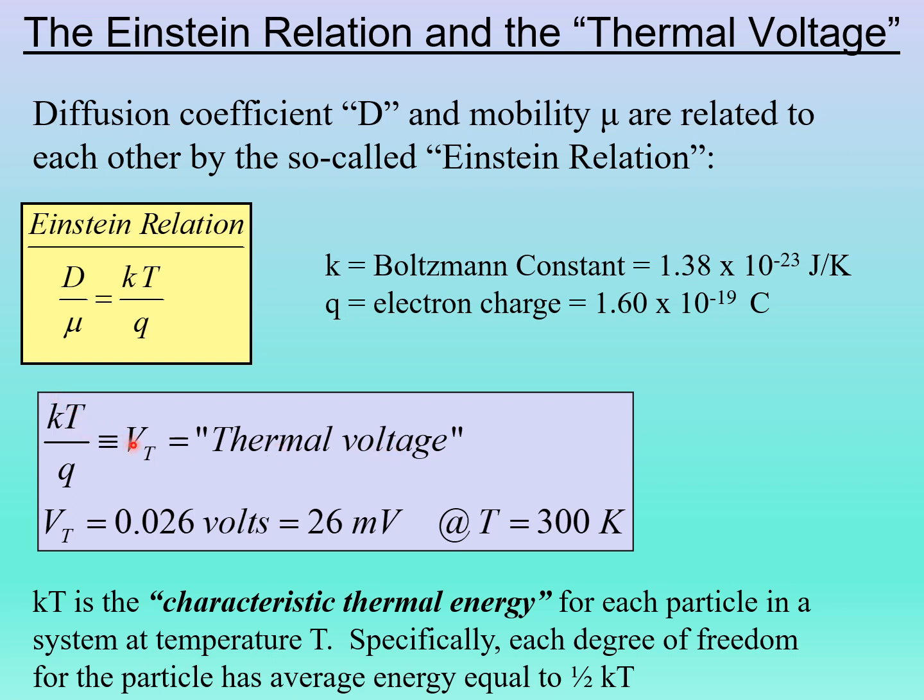So what is the value of V sub T? Well, it's very important, and we're going to use it over and over in this course. V sub T, or thermal voltage, is equal to approximately 0.026 volts, or 26 millivolts at room temperature. All right, and we're going to use this value quite a bit. So going back to the Einstein relation, it says that the ratio of D to mu, diffusivity to mobility, is equal to the thermal voltage, or 0.026. So let's see how we can use this now to calculate diffusivity.